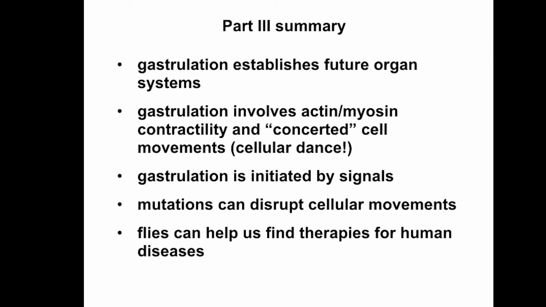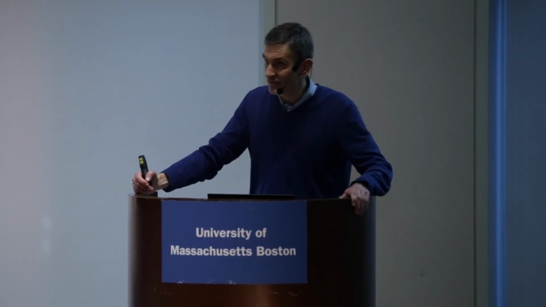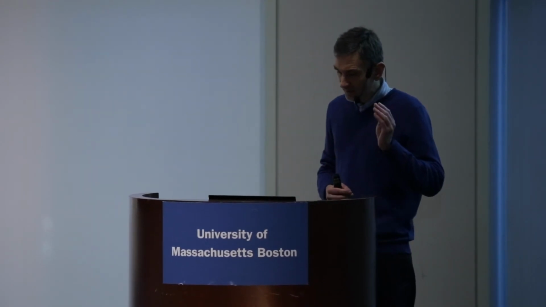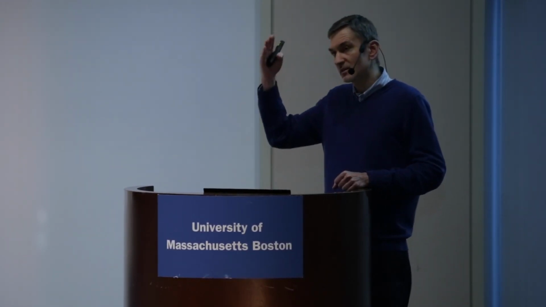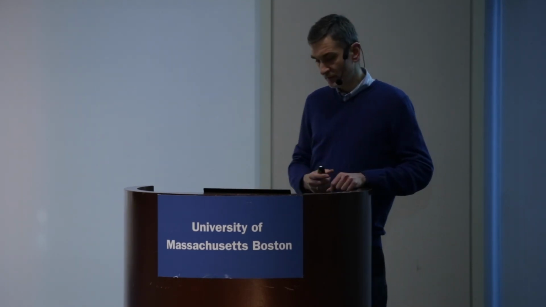So to summarize the third part of the talk, gastrulation is important because it will establish all of the future organ systems in the organism. It involves actin-myosin contractility and concerted cell movements that we all like to call cellular dance. Gastrulation is initiated by signals, and it is very critical to keep the signaling just at the right level. So mutations that disrupt both the generation and the stopping of these signals are detrimental for development. And finally, we're all hoping that flies will eventually help us to find therapies for human diseases.